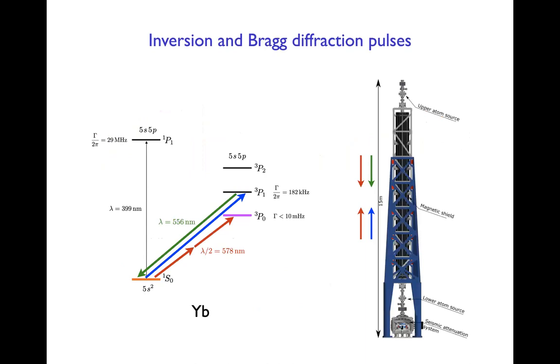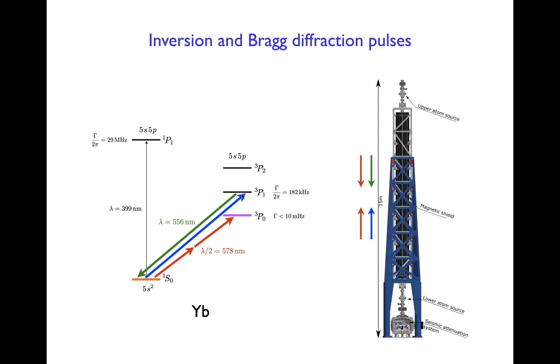And this is how you would implement it in ytterbium, if one is interested in practice. The two clock states, then you would have these pulses, these two counter-propagating photons illustrated here with the same frequency corresponding to half the transition frequency between the two clock states. This would be for the inversion pulses or the initialization pulses before.